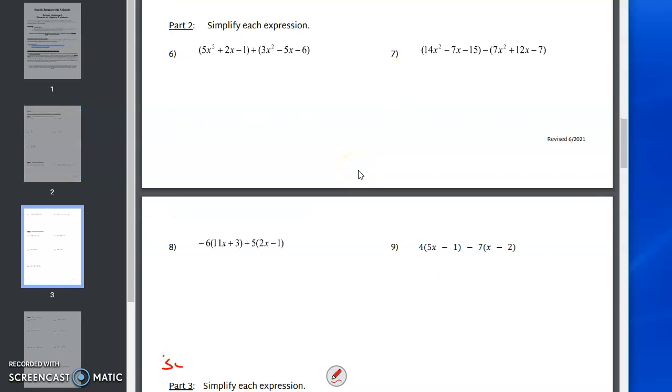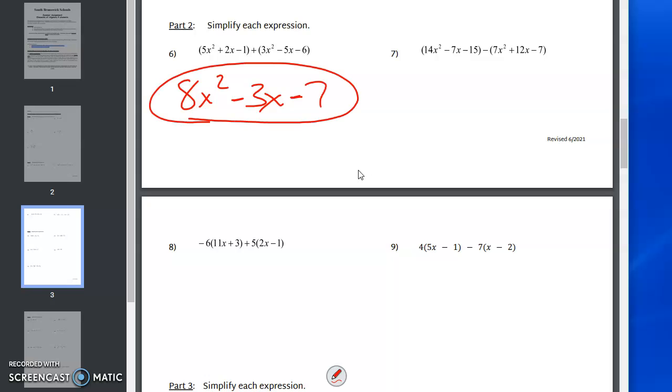So part 2. When it's addition, we just combine the like terms. 5x squared and 3x squared is 8x squared. 2x and negative 5x becomes negative 3x. Negative 1 and negative 6 is negative 7. And notice I'm combining like terms.